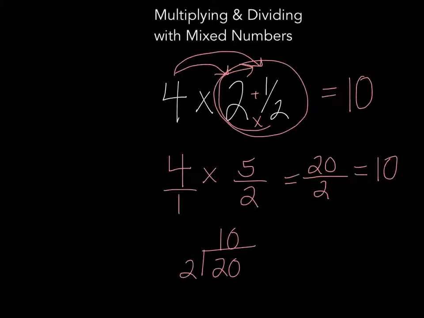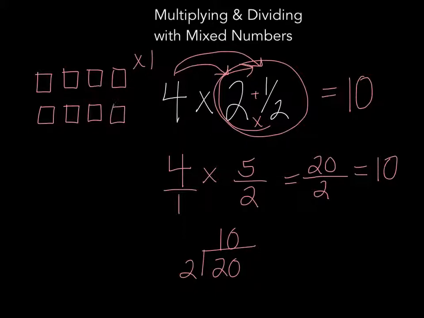So I can do 4 objects. That was one time. I can do 4 objects again. So now that's my 4 times 2, which has left me with 8 objects. And then this last part, 4 times 1/2, I can look at this in two separate ways. If I had 4 objects and I only took half of them, that would still be 2 objects.